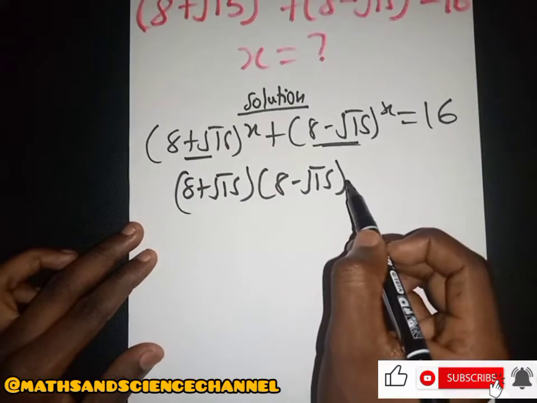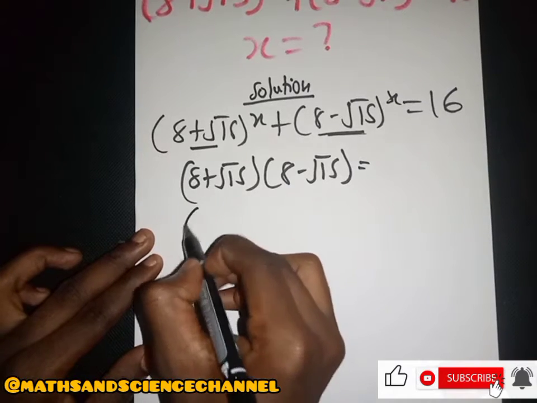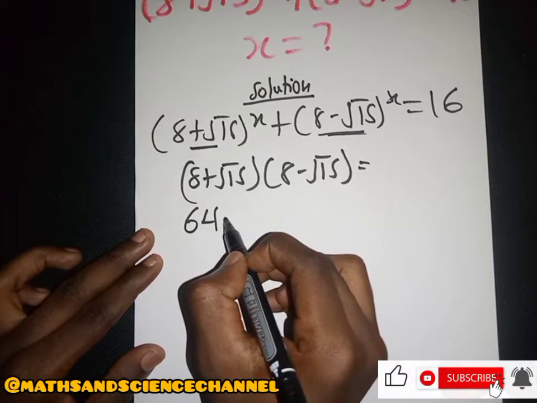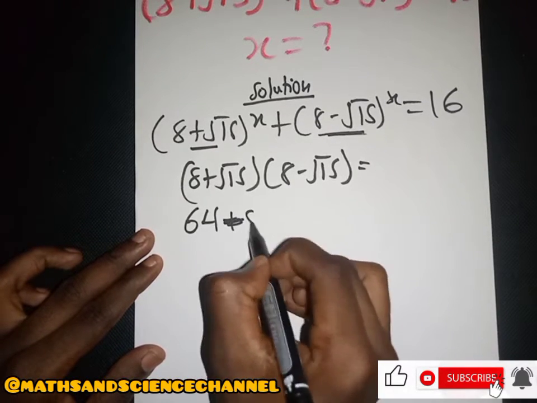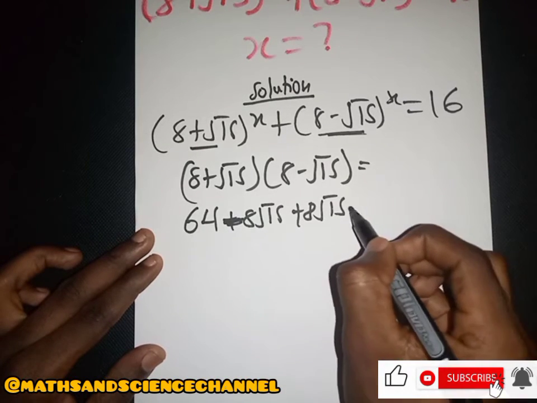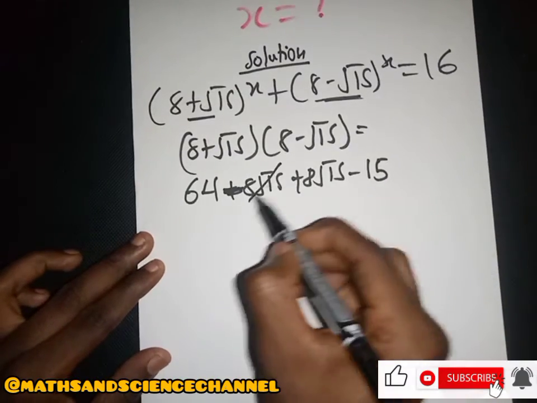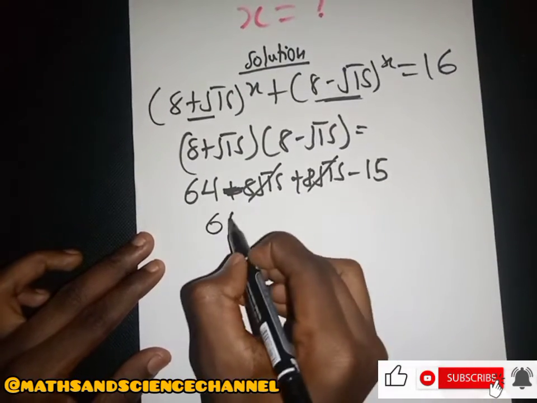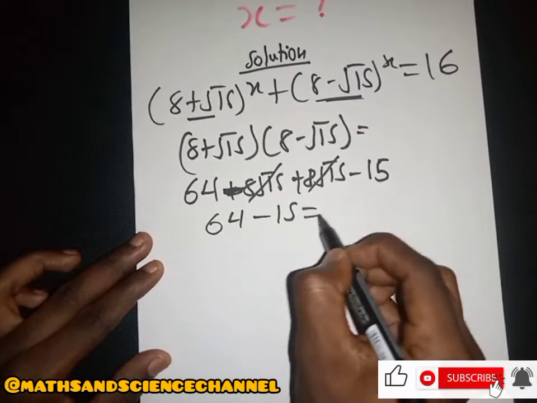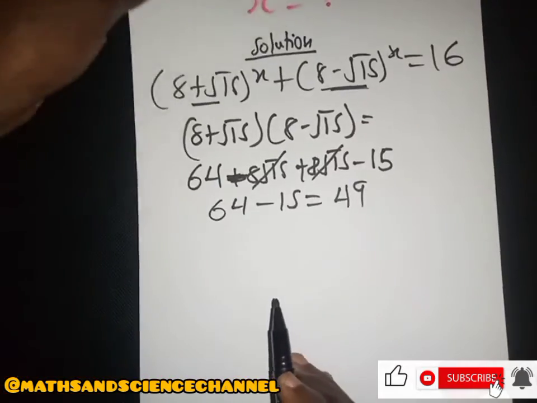Now when we take the product and we expand, or distribute, we get 64, then minus 8 root 15, plus 8 root 15, and then minus 15. We realize that this will cancel that, and therefore we have 64 minus 15, which is just equal to 49. So that is basically the product of that.